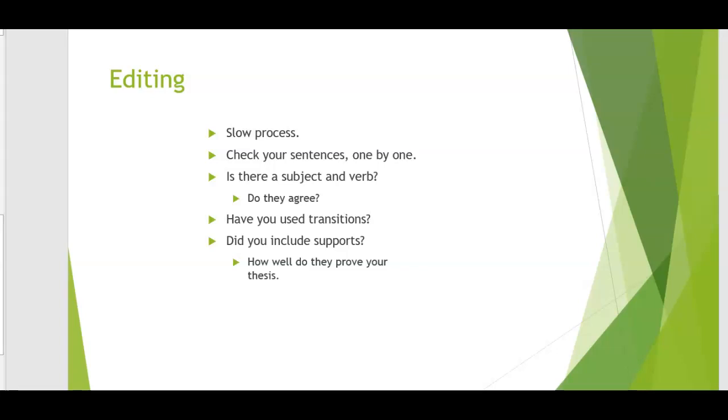So then, after you have your ideas, you've organized your ideas, you want to think about your sentences one by one. Maybe look at, is there a subject and a verb? Do these things agree? Maybe add transitions to your paper. I know some of you know about transitions. And you can include something from the essay as a support, as well as using ideas to prove your thesis. In other words, what do they say and what do I say?